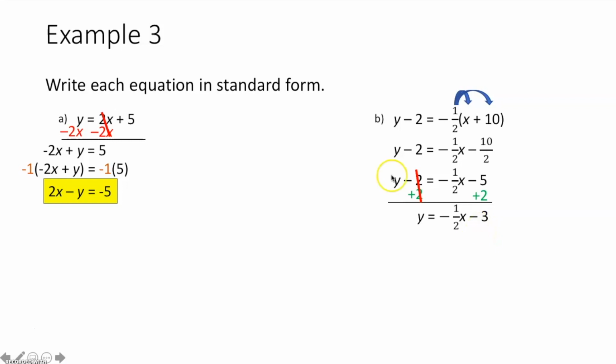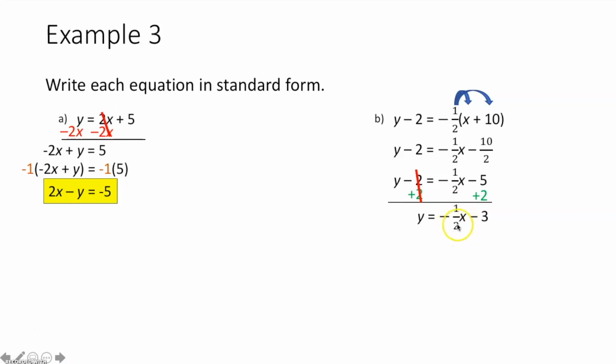I want it in standard form, which is ax plus by equals c. So how do I do that? Well, first, in standard form, we do not have fractions, okay? a, b, and c are integers. So what I need to do is get rid of this fraction. How do I get rid of this fraction? Well, remember, to get rid of a fraction, I multiply everything by the least common denominator.